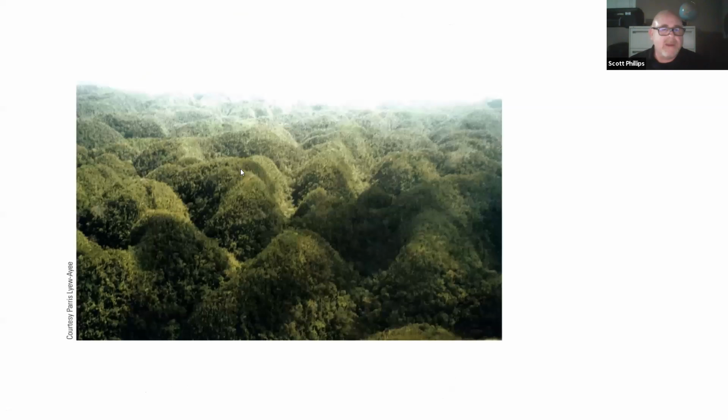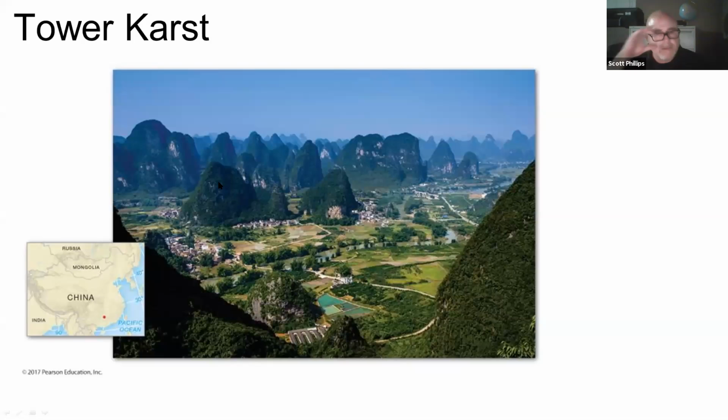So these are haystacks in a rainforest environment, and you get that weird otherworldly look because of the type of dissolution that's happening. In some cases, you can have these tower karsts, which are sort of large mountains that you find associated with karst that are kind of off by themselves as little towers.